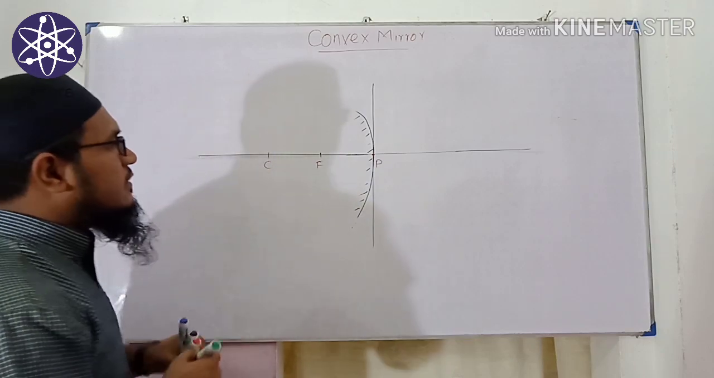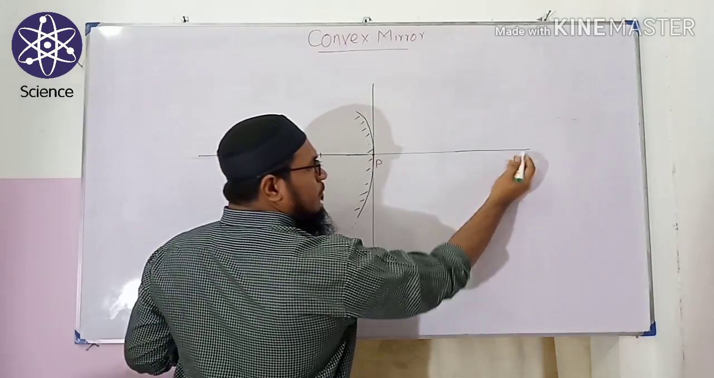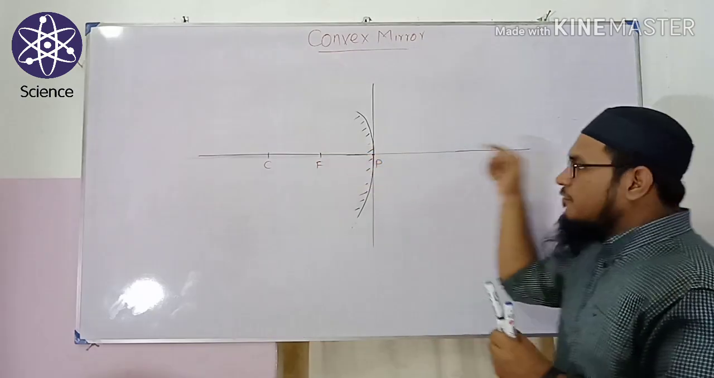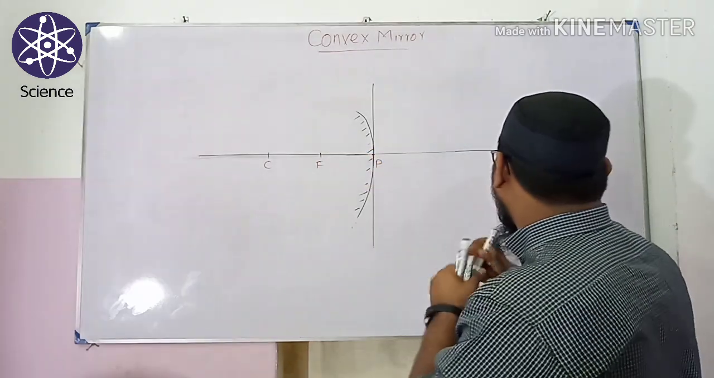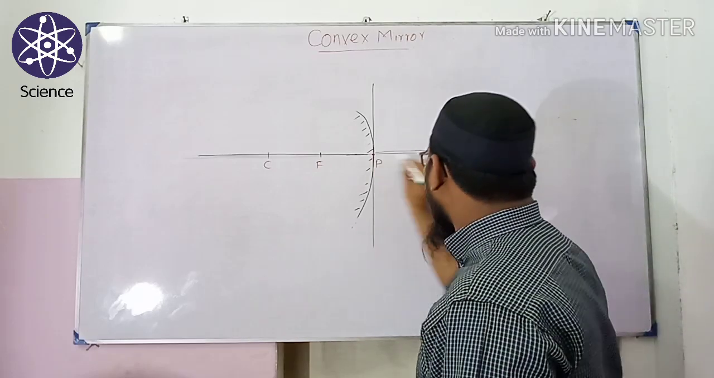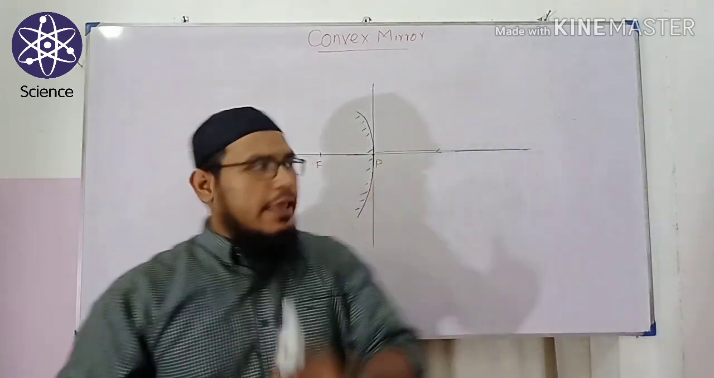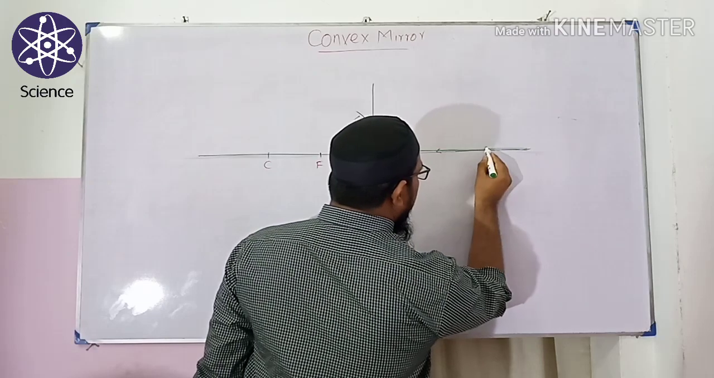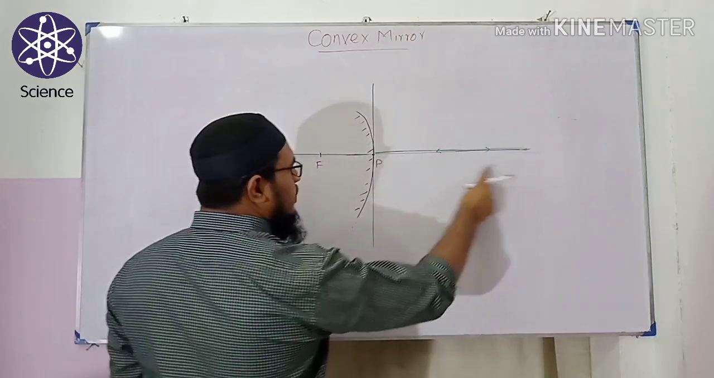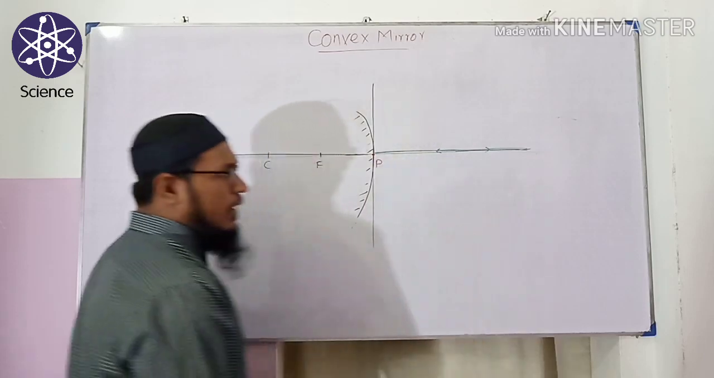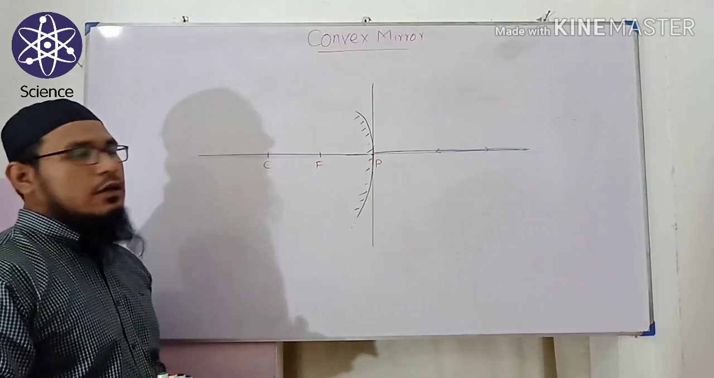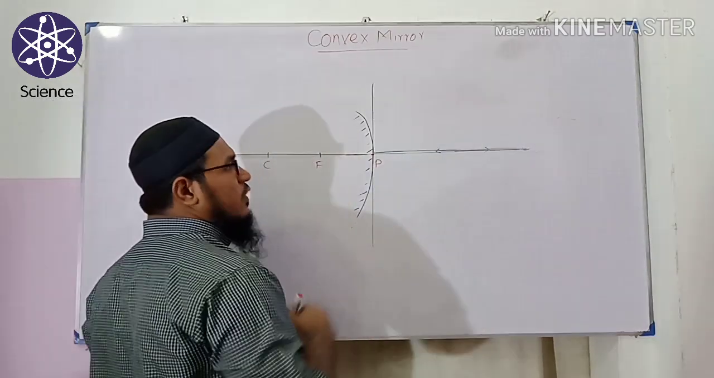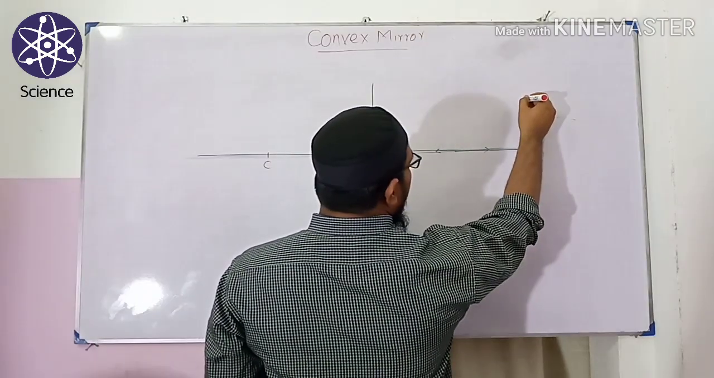The first theory says that if I project a laser light on the principal axis, if a light ray travels along the principal axis, what will happen to it? Same as the concave mirror, it returns back along the principal axis. The second theory is, if a ray travels parallel to the principal axis, what will happen to the ray?